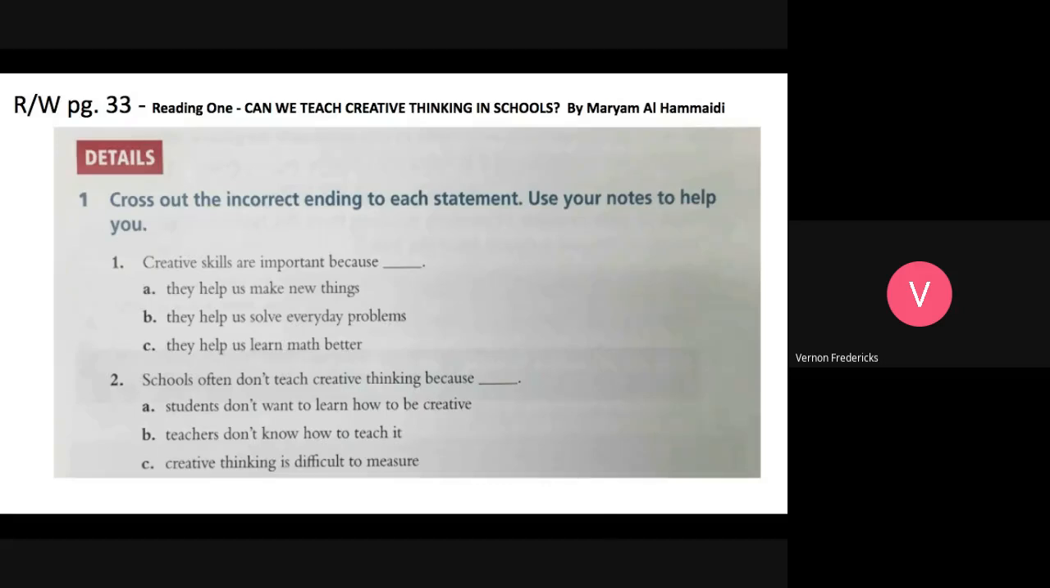Number 2, schools often don't teach creative thinking because students don't want to learn how to be creative. Number B, teachers don't know how to teach it. And number C, creative thinking is difficult to measure. Which one is wrong? Okay, number 1 and number 2. Quickly, 1 minute.